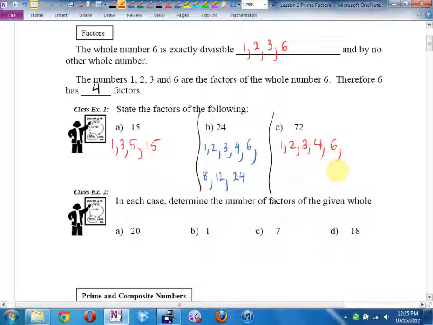Does 7 go into 72? You know how I know it doesn't? What's a number close to 72 that I know 7 does go into? 70. So 77, because that's 70 plus 7, or 63, because that's 70 minus 7. But no, 72, no.